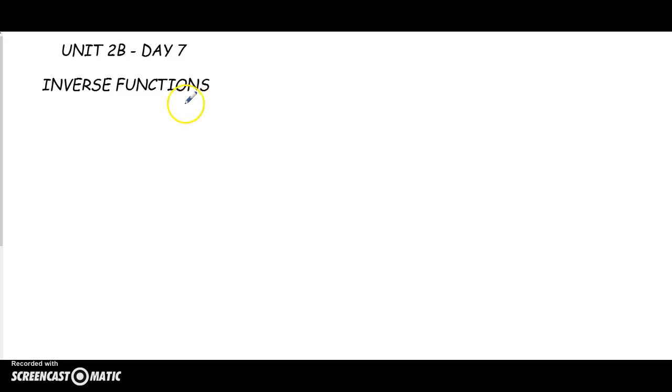Okay, Unit 2B, Day 7, inverse functions. Inverse functions are functions that map the domain on the range or range on the domain. So they work this way.